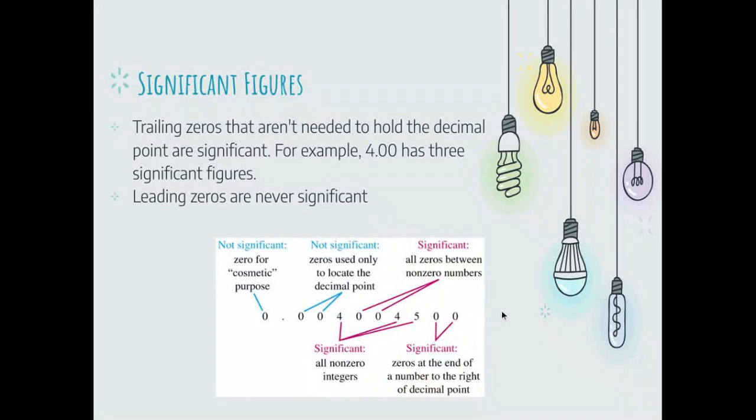Trailing zeros that aren't needed to hold the decimal place are significant. For example, 4.00 has 3 significant figures. Just because there are zeros doesn't mean that's not how accurate that measurement was. But leading zeros that come in the front are never significant. So you could have measured something 4.00 centimeters. It could have been that precise.